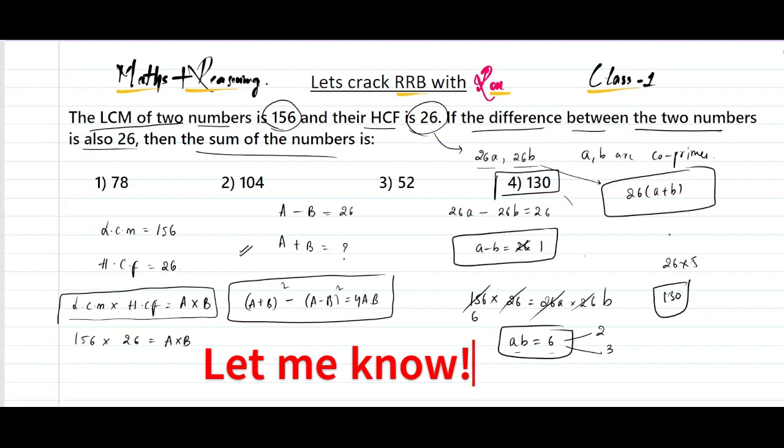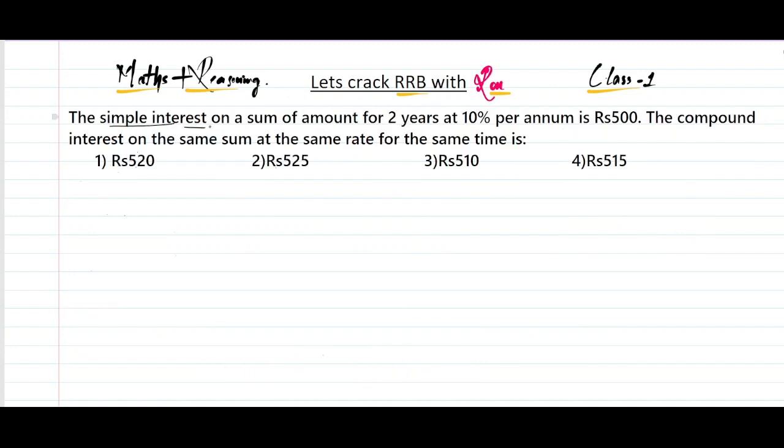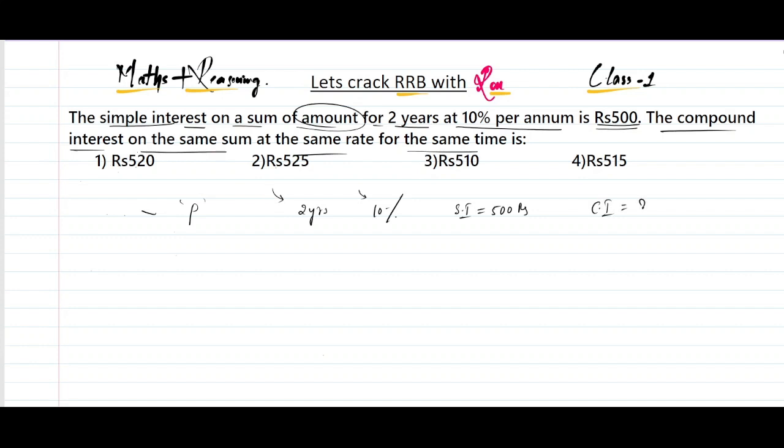Okay, next question. The simple interest on a sum of amount for 2 years at 10% per annum is 500 rupees. So here they have given the sum, that is the principal P. Time given is 2 years, rate of interest is 10% per annum, and simple interest is given as 500 rupees. Okay, and they asked us to find the compound interest on the same sum, means same principal, same rate which is 10% only, same time, 2 years only. They asked us to find the compound interest for the 2 years.